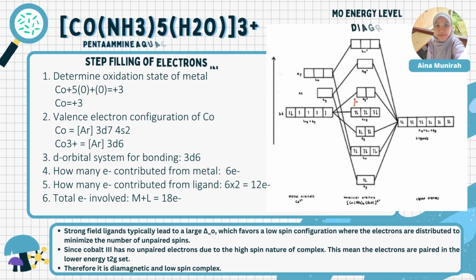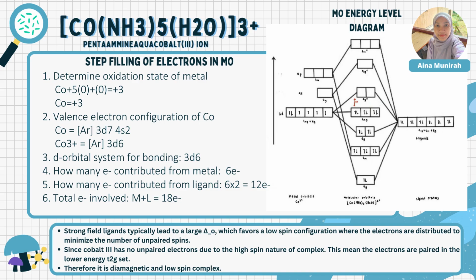The next complex compound is the pentaamineaquacobalt(III) ion. For the step of filling electrons in the molecular orbitals, firstly we need to determine the oxidation state of the metal. The central metal atom for this coordination complex is cobalt, and the ligands are NH3 and H2O. The oxidation state for NH3 and H2O is 0. Therefore, cobalt plus 5 times 0 plus 0 equals positive 3. Therefore, the oxidation state of cobalt is positive 3.